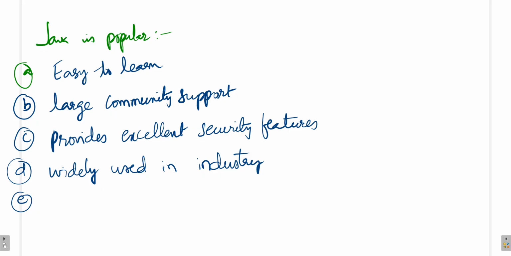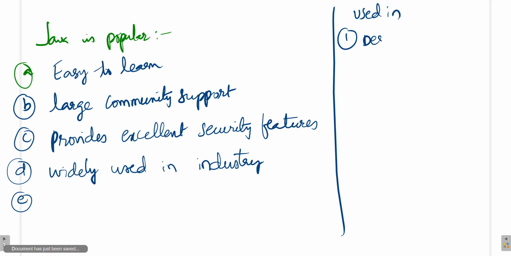So now, since it is said to be popular, we have to know where Java is actually used. So I list out here. Java is used in number 1, desktop applications, where you can develop applications such as calculator application, text editor application, management system application like CMS.